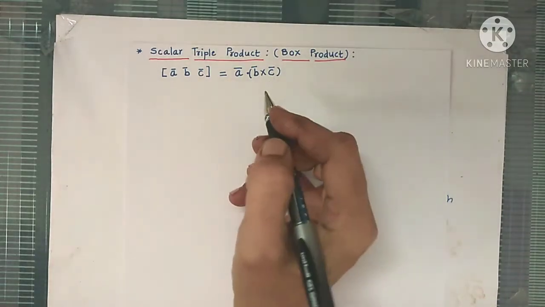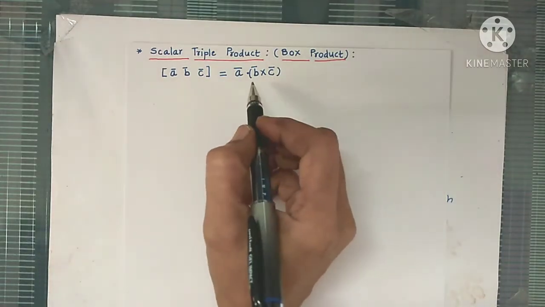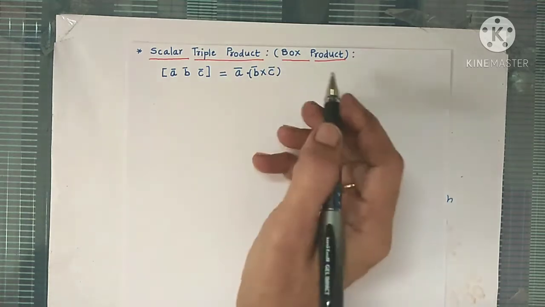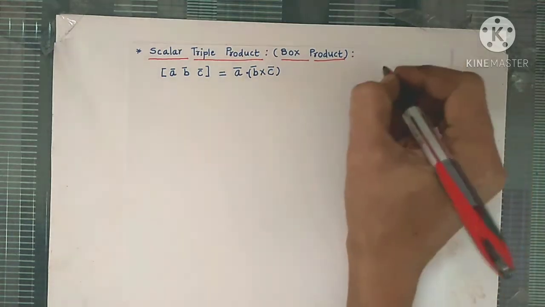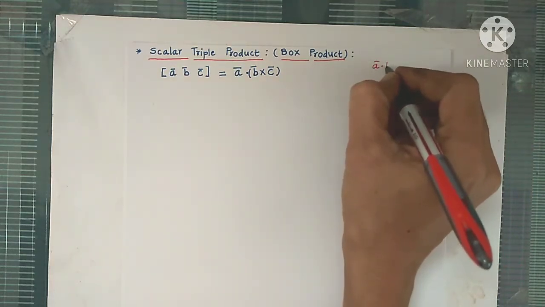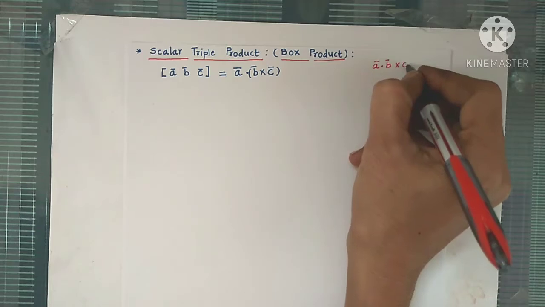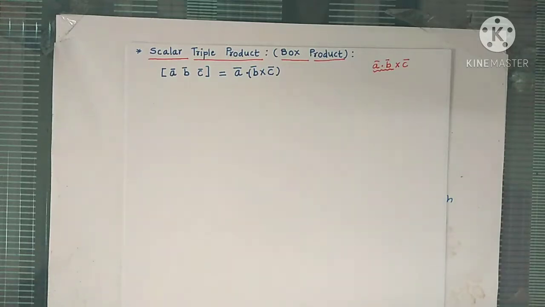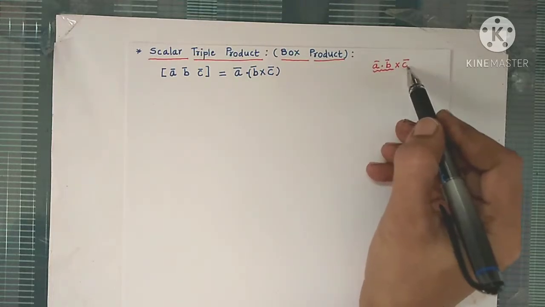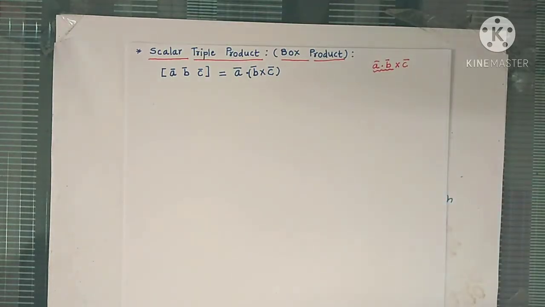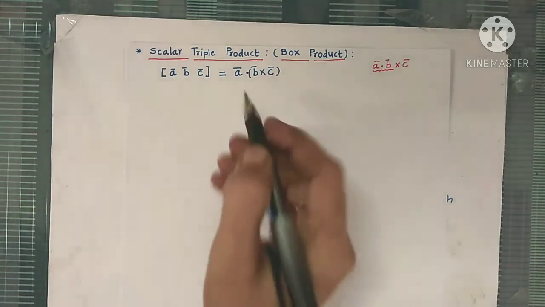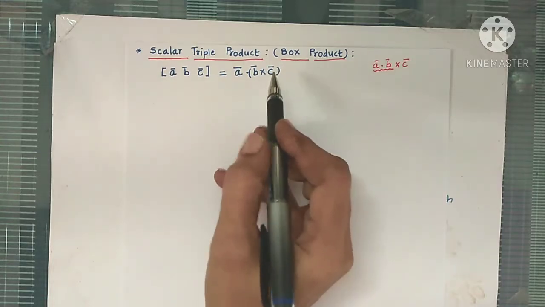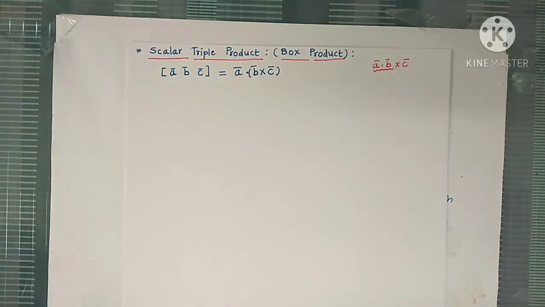Though, if we don't put the bracket also, still if we write a bar dot b bar cross c bar like this, if we consider first dot product and then cross product, you can see it is not defined at all. Because a bar dot b bar is a scalar quantity, and a scalar quantity cross product a vector quantity, but cross product is in between two vectors. So if one is scalar and the other is vector, it is not defined at all. Therefore, if we don't put bracket also, we have to consider b bar cross c bar first. Okay, so this is scalar triple product.